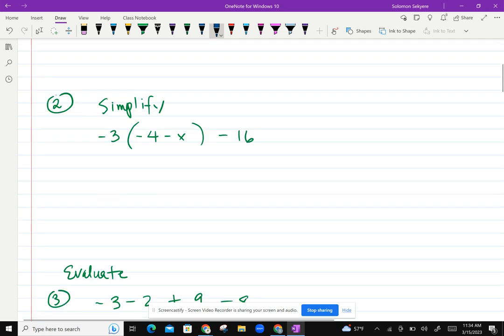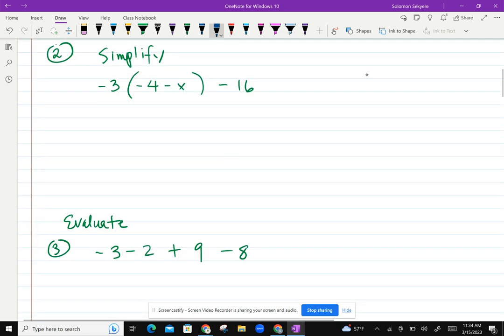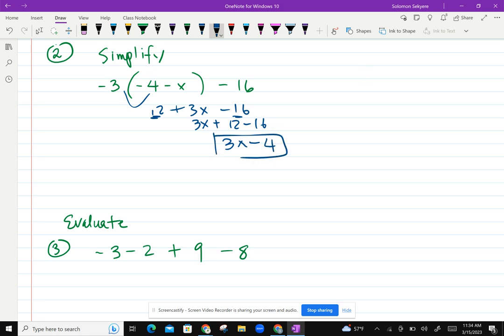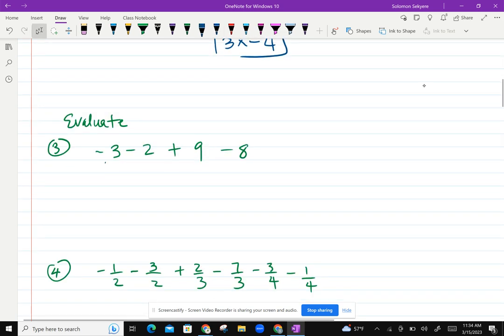All right, so the same thing you do over here. You're going to get positive 12 plus 3x minus 16. Put like terms together. 12 and the negative 16 are like terms, so 3x plus 12 minus 16. So your final answer should be 3x minus 4. You're done.